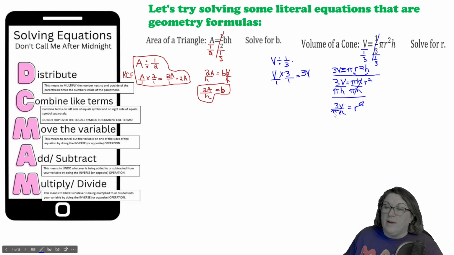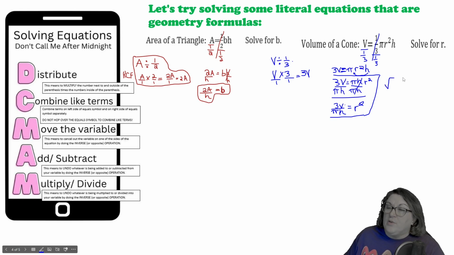Now, the only thing left to get rid of is that square, that exponent that's on my r, that's on my radius. And the opposite of squaring a number is to take the square root. So I need to take the square root of both sides basically to finish this out. I'll draw a line here and we'll do it over here.